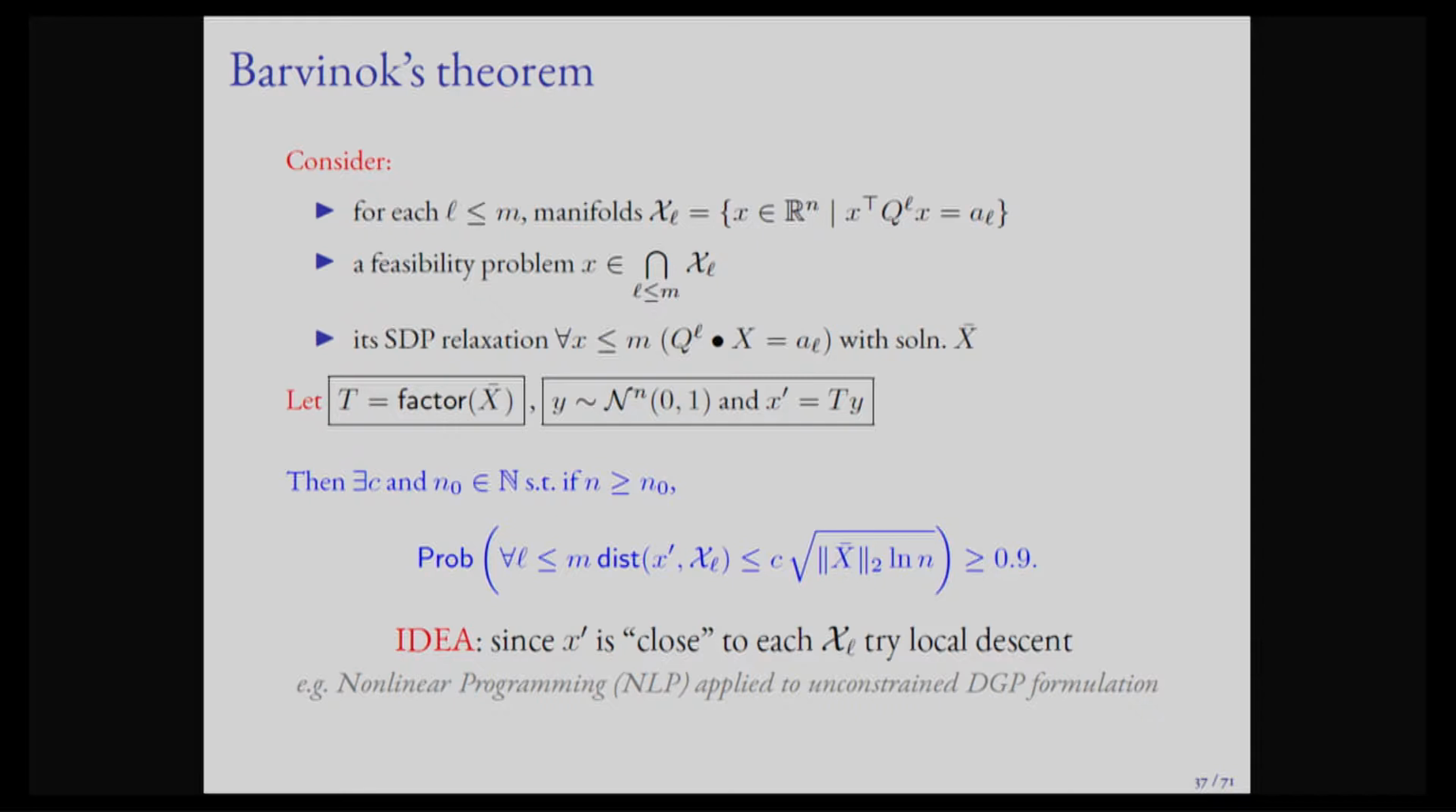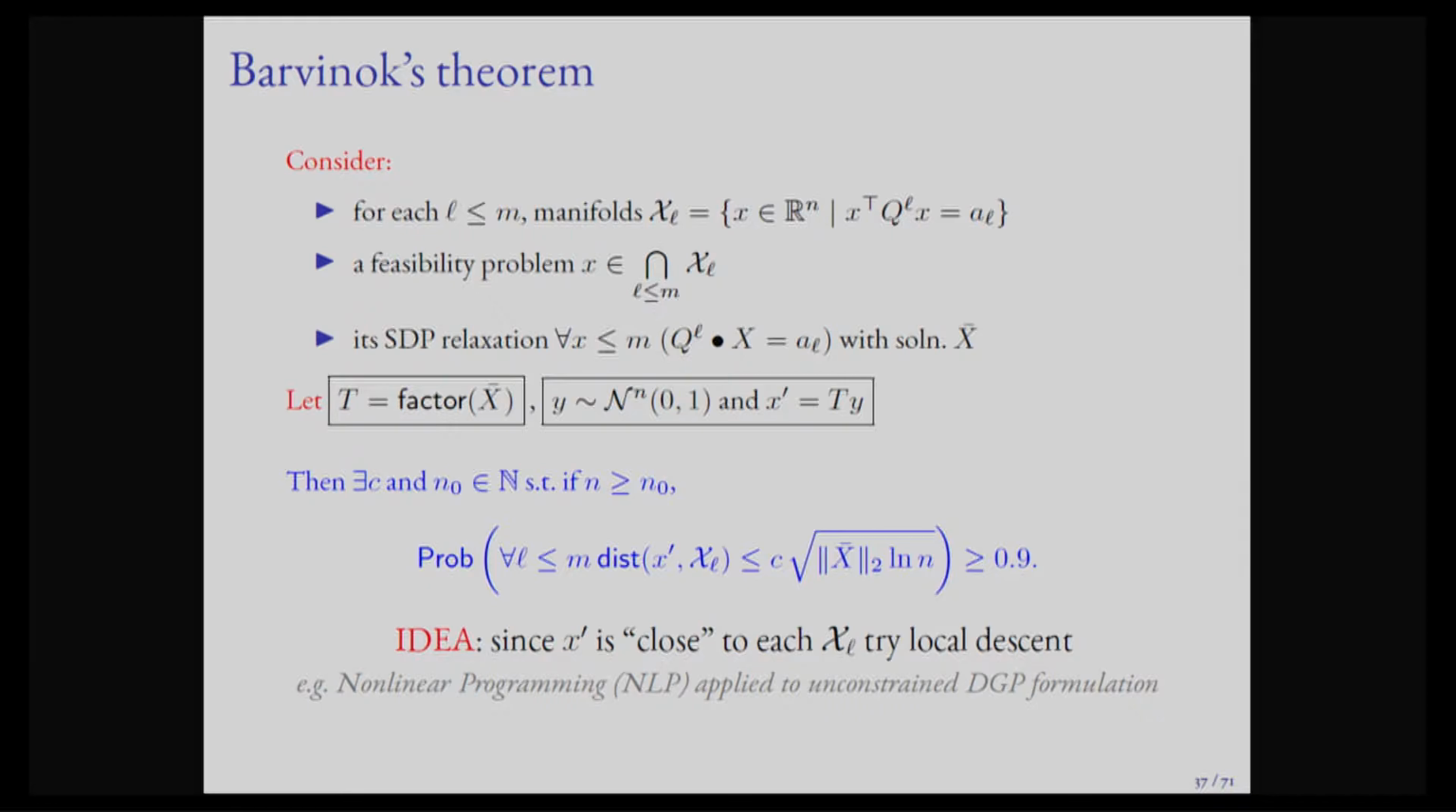So this is Barvinok's theorem. The setting is basically that you have to solve a set of quadratic equations. There are these manifolds, each of which is related to a single quadratic equation. And this is a decision problem. You want to know whether the intersection of all these manifolds is empty or not.